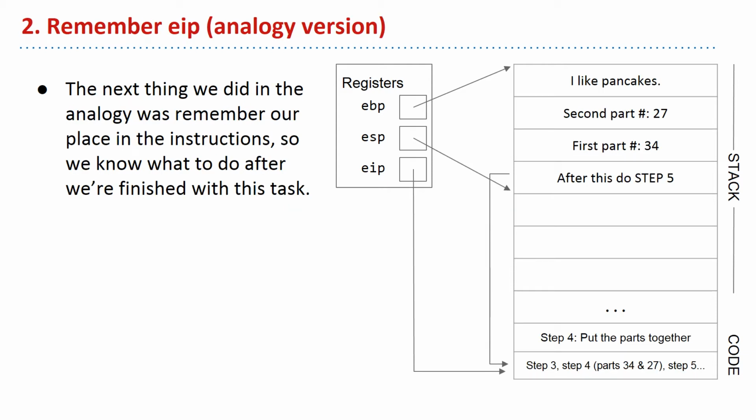The next thing we want to do is, in the analogy, we had to remember where we were in the instructions so that after we're done putting stuff together, we know what the next step is. So that was kind of like adding into our memory a reminder that we need to do step 5. So that's what I've done here. Notice that there is this arrow here that branches out of the step 5 and then points down in the code section. So this arrow is just reminding us that when we say after this do step 5, the step 5 is referring to the step 5 in the instructions.